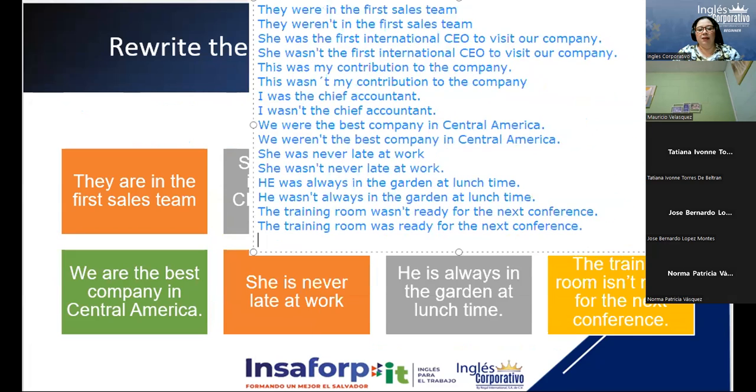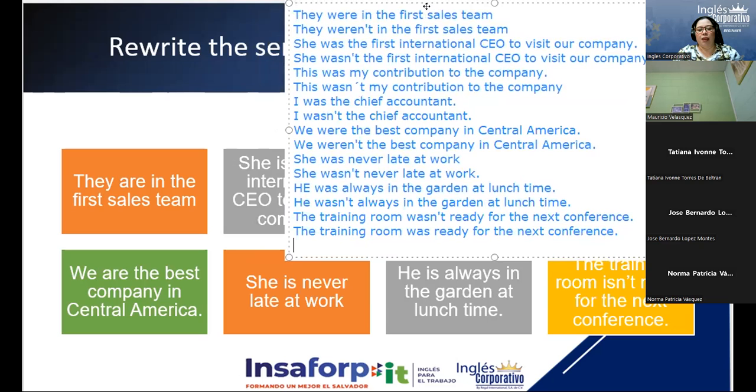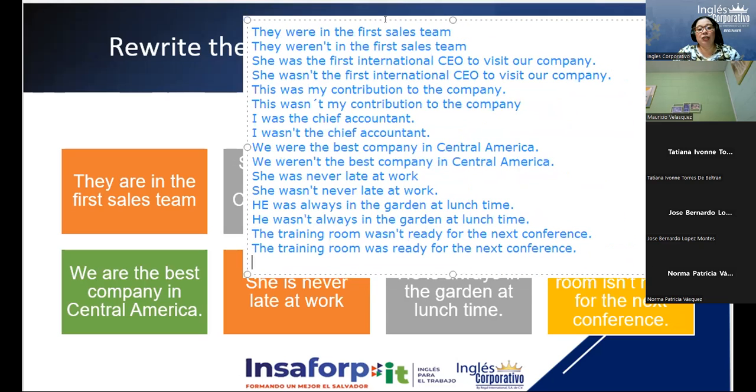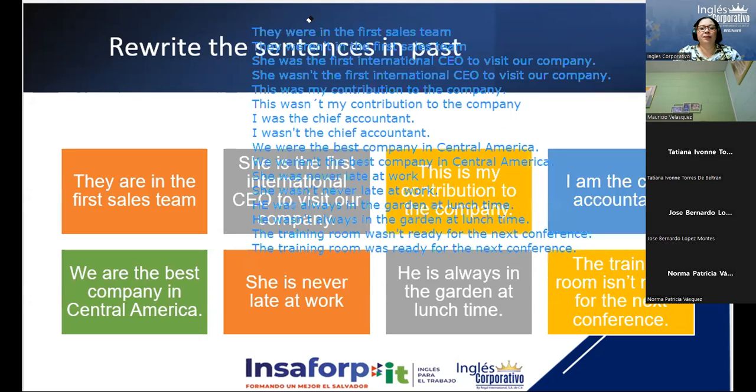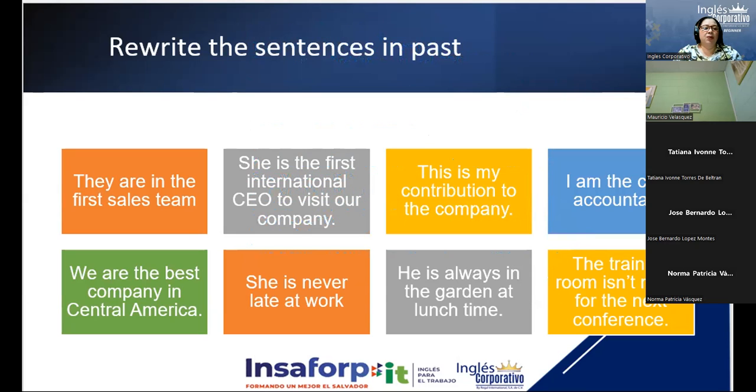All right, so we rewrite the sentences in two different ways, right? We rewrote the sentences in the affirmative and the negative way, right? Remember, they, you, and we were and weren't. She, it, he, and I was or wasn't. Okay. Is there any question so far about this? Is there any question? Not yet. No question. All right.